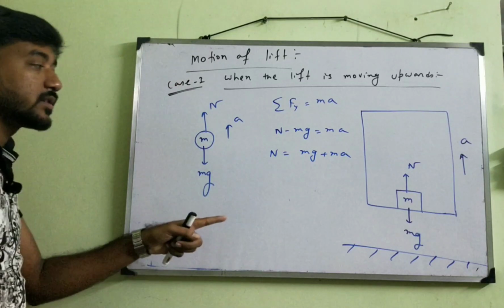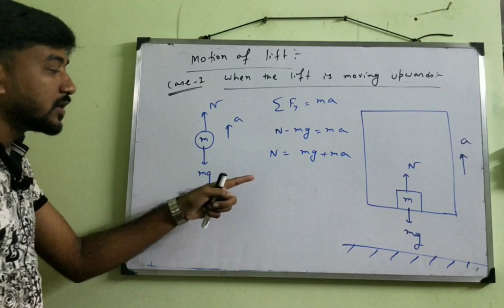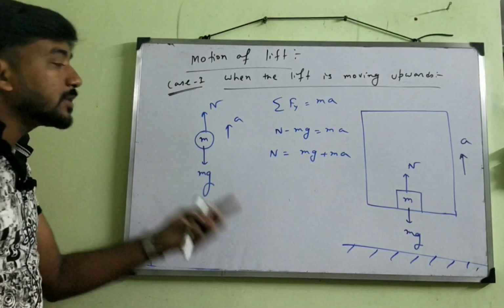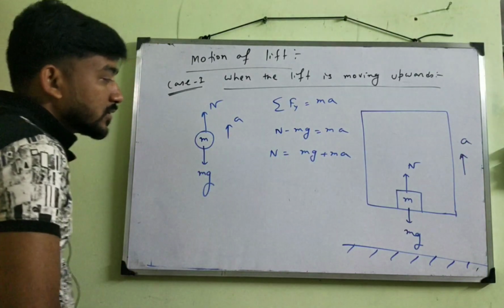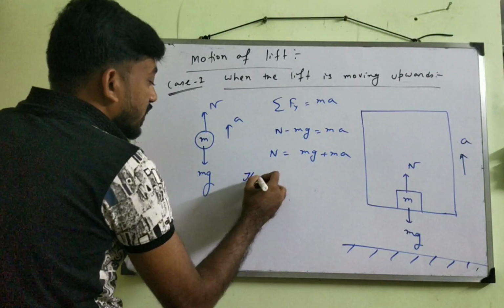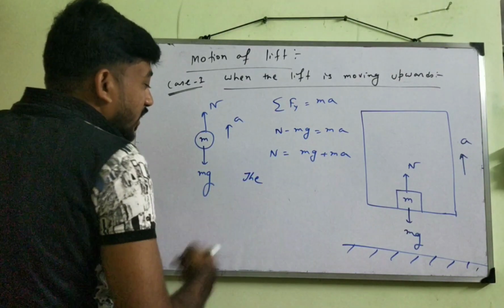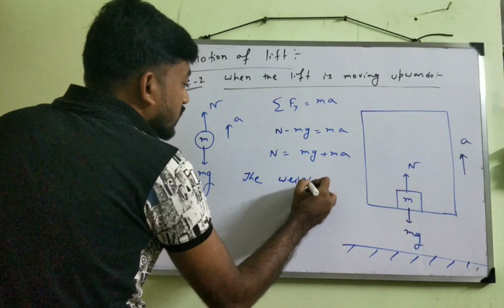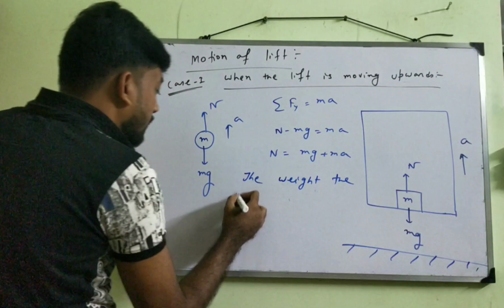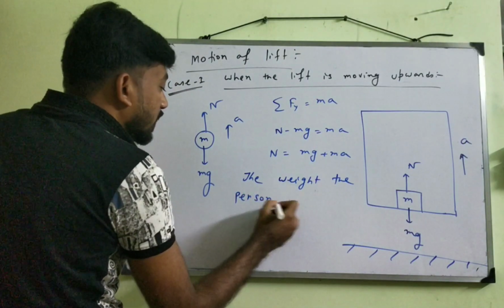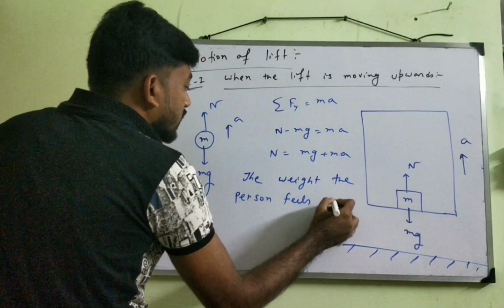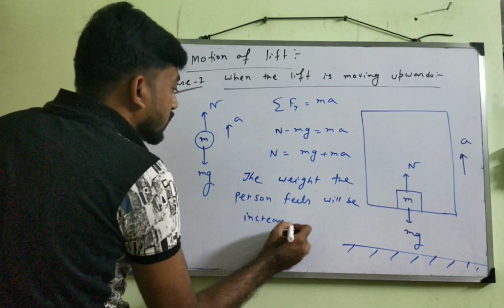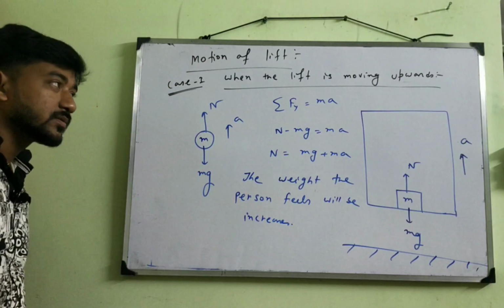So this is the normal reaction, the weight that the person feels. Here the normal reaction increases by an amount ma. This means the weight that the person feels will increase. So I can write down here that the weight the person feels will increase when the lift is moving upwards.